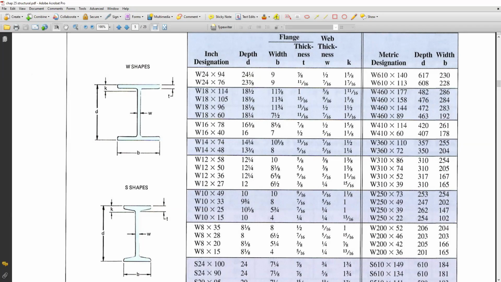Now, what is the second cell that we need to fill out? Width B. Is the width of the beam? Yeah. Okay. So what did you put in for that? 7.5 inch. Okay. Straight from the charts. That's how simple it is. Okay.